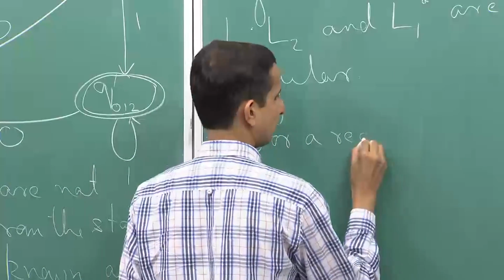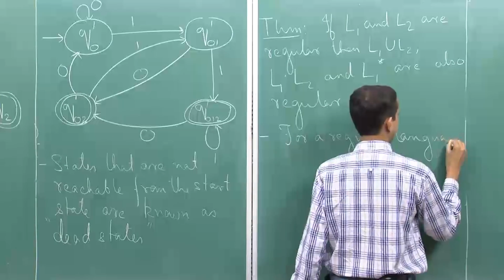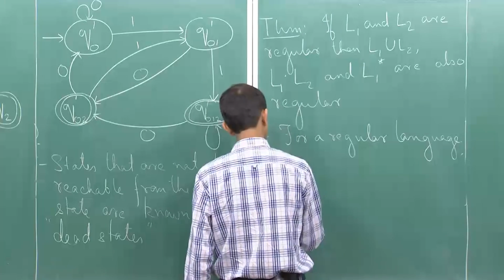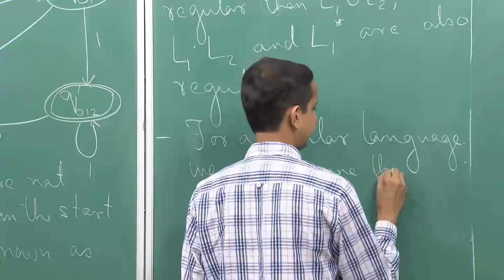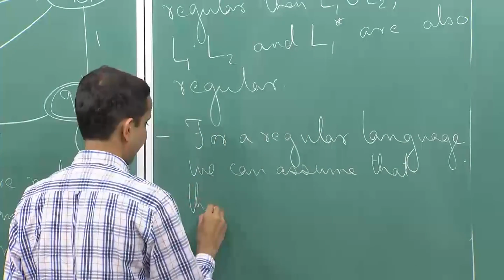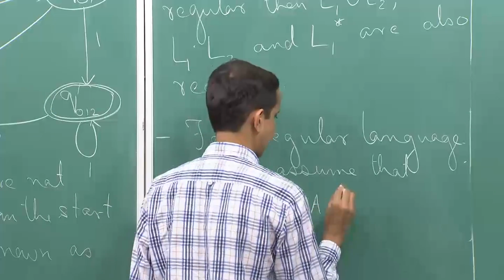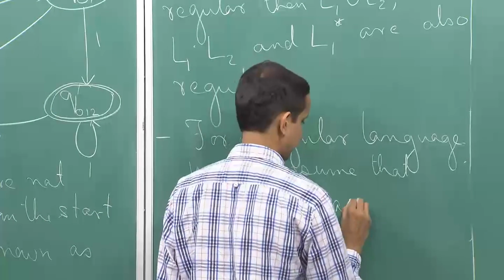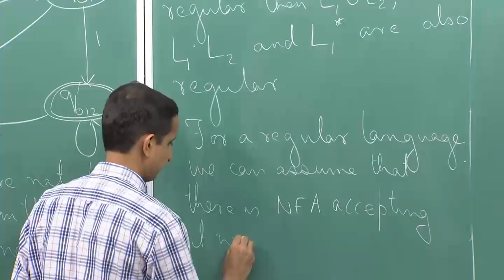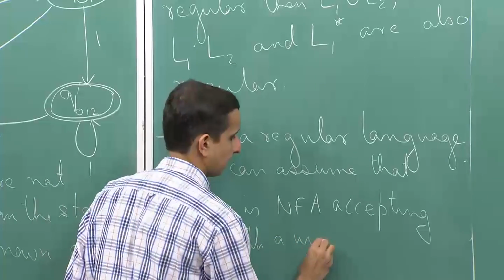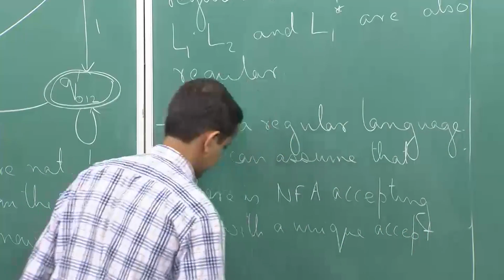So, for a regular language, we can assume that there is an NFA accepting it with a unique accept state.